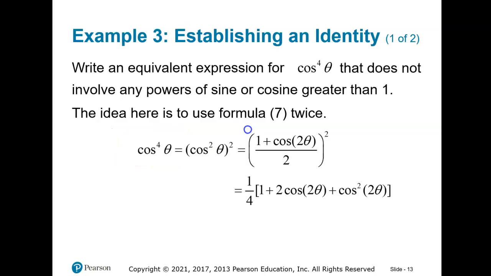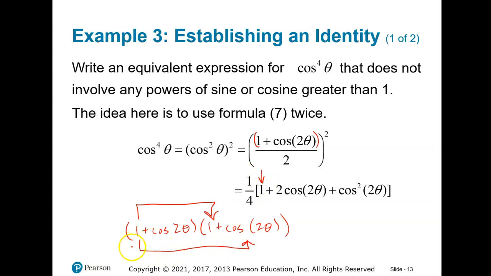And now expanding that, you got to square it out. 1 squared would be 1. Outside would be 1 times cosine 2 theta. Inside would also be 1 plus cosine 2 theta. So again, what I'm doing here is I'm squaring this. Foiling that out, I get 1 times 1 is this 1 right here. Outside, 1 times the cosine 2 theta. Inside is the cosine 2 theta times 1. It's 2 cosine 2 thetas.